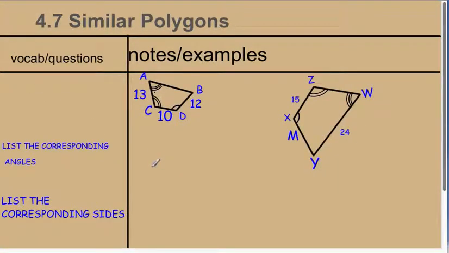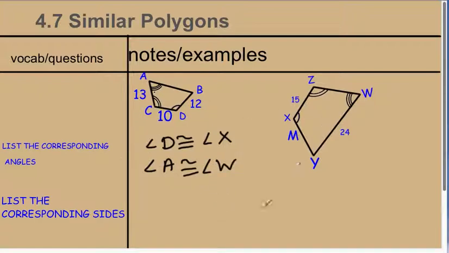Let's try another one. All right, first we need to list the corresponding angles. I'm going to say that angle D, here's angle D, has one little hash mark. So angle D corresponds to angle X, because there's one little hash mark. Angle A corresponds to, let's see, 1, 2, 3. Oh, it looks like this would be the answer because it's in the same spot, but it doesn't have the right amount of hash marks. So I'll have to come over here. 1, 2, 3. So it corresponds with angle W.